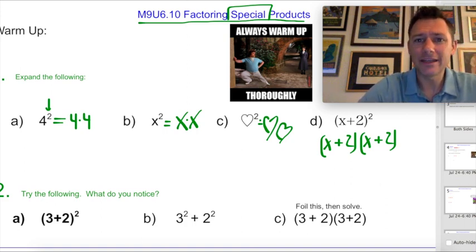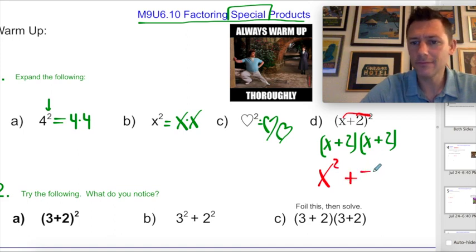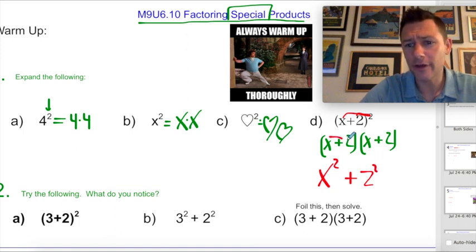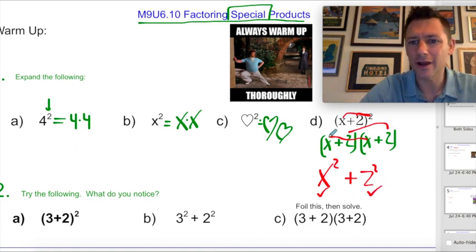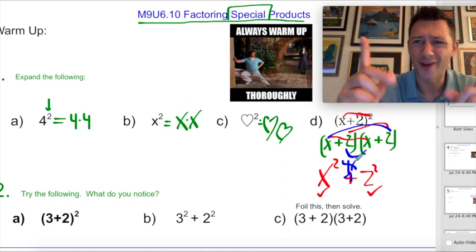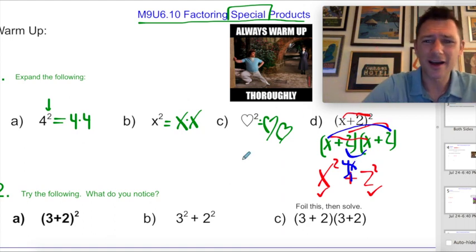What's really tempting is to go, oh yeah, squared, squared, squared, and end up with x squared plus 2 squared. And that ain't right. Because if you FOIL this out, you do get x squared, and you do get 2 squared, but you also get this middle product of 2x and 2 more x. So in the middle should be 4x tucked in there. Sorry, drawn with my fingers. Not really good with them.